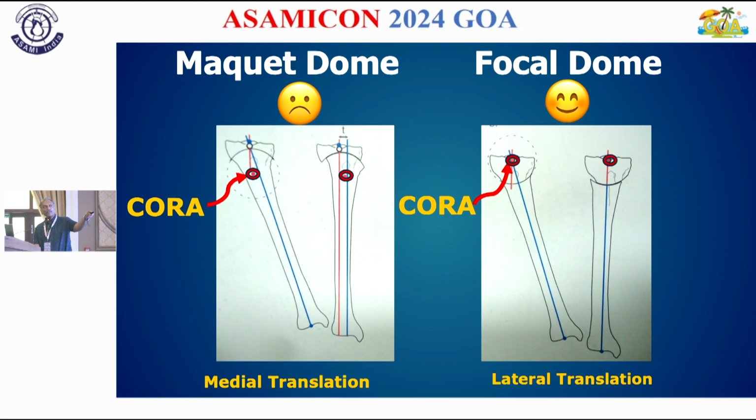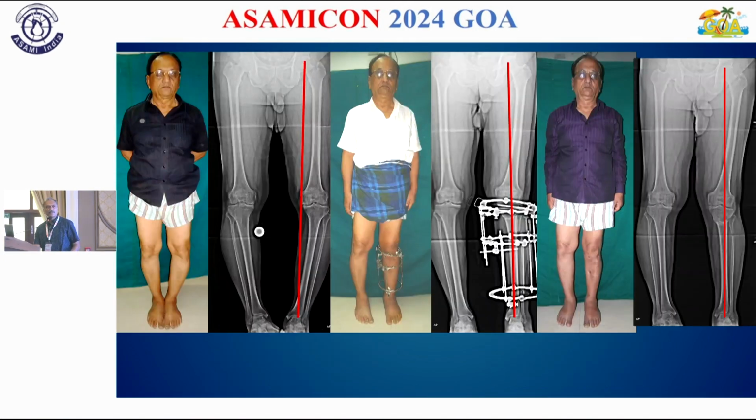We are familiar with the Mackay dome, in which the CORA is kept below, wrongly. So the osteotomy is above, and therefore it resembles a frowny face. And there's also some medial translation of the distal fragment, which is counter to what we want to achieve. We want to achieve a lateral translation of the mechanical axis. Whereas a focal dome with the CORA in the right place, and this is rule 2 of deformity correction, you get it to translate laterally.